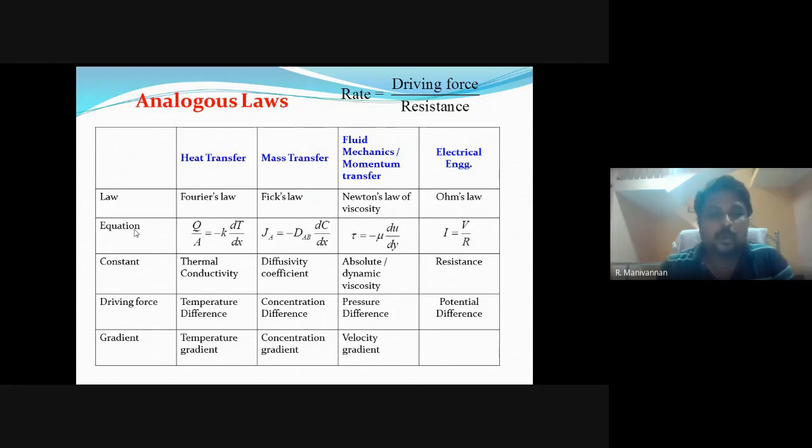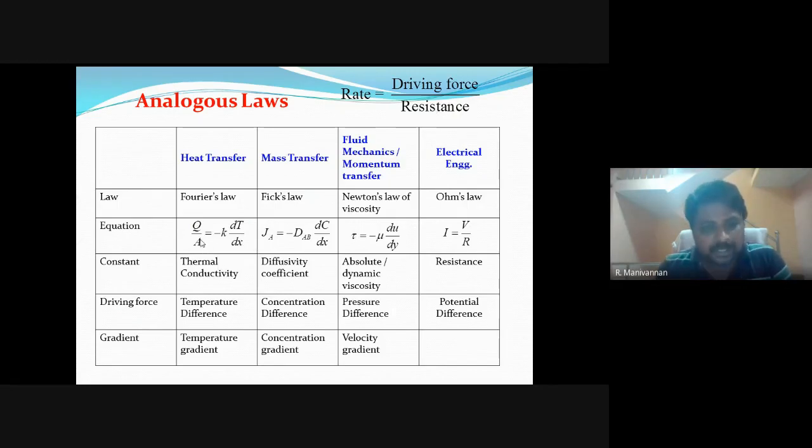Now, what is the equation for heat transfer? That is Fourier's law: Q by A equals minus K into dT by dx. In the case of mass transfer, it is J_A equals minus D_AB into dC by dx. In the case of fluid mechanics, tau equals minus mu into du by dy, and here it is I equals V by R. So you can see that all the equations are arranged like rate equals driving force by resistance. It is given in that form.